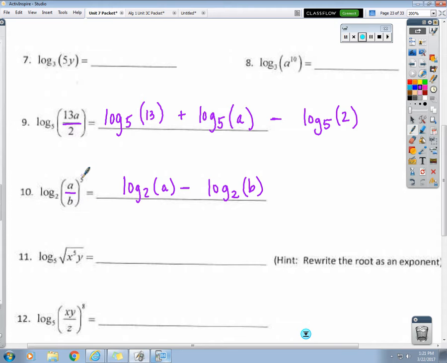The power of 5. Is the a raised to the 5th power, the b, or both? Both. Those parentheses say that both are raised to the 5th power, and the power property of logarithm says that the 5 comes down in front of the word log, and that is now expanded form.